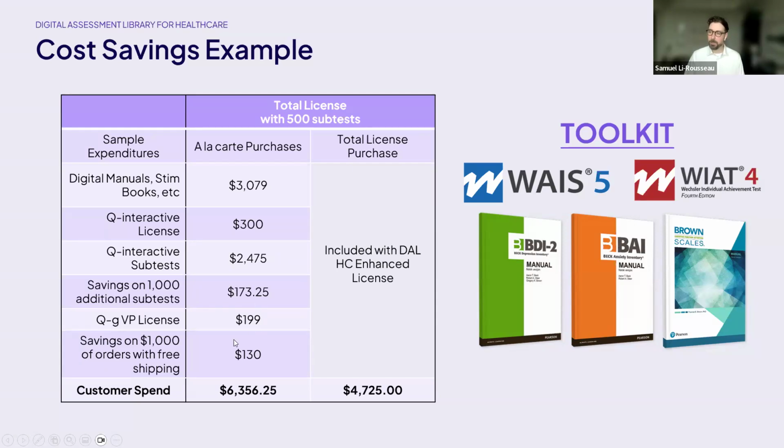$173.25. My QGVP license is $199. And then the savings that I would have on an additional order of $1,000 with the free shipping is $130. So in total, as a new clinic, I would have spent approximately $6,356. And this is just for one license.